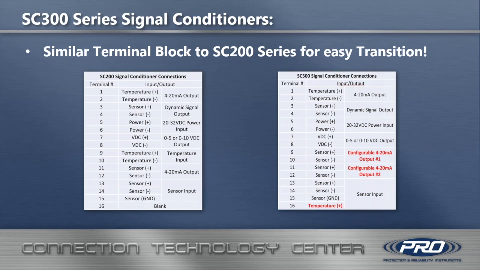This just shows the terminal blocks for both the SC200 and 300. As you will see, only terminals 9, 10, 11, and 12 are affected. Also, 16 on the SC200 is blank, whereas on the 300 it would be the sensor input for temperature.